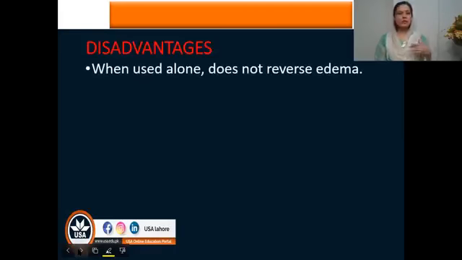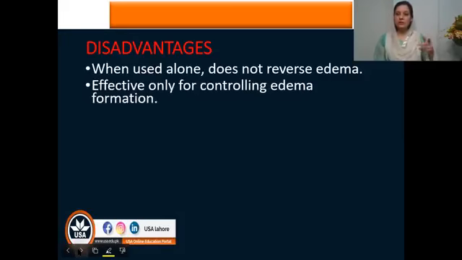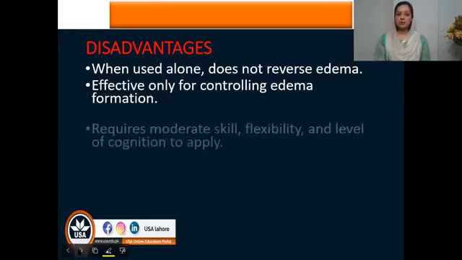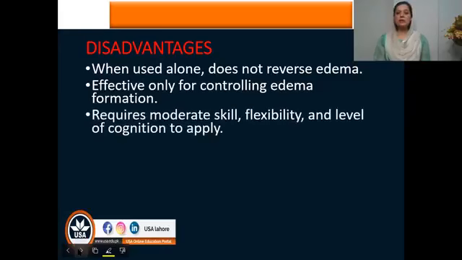We cannot use it alone to reverse edema, but we can prevent it. Once edema has occurred, we cannot reverse it, we can only prevent further edema, but it can't return the edema that has occurred. It can't reverse the edema. It is effective only for controlling edema formation. It requires moderate skill, flexibility and level of coordination to apply.